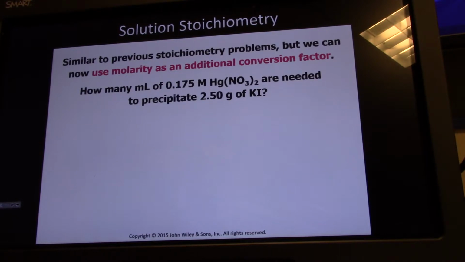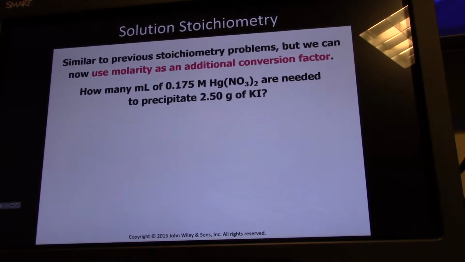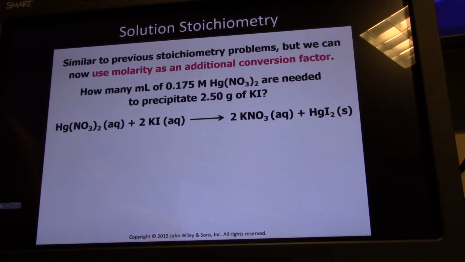How many milliliters of a 0.175 molar mercury 2-nitrate solution are needed to precipitate 2.5 grams of potassium iodide? Here is our balanced equation. Let's double check it and make sure it's balanced. 1 mercury on the left, 1 mercury on the right. 2 nitrates on the left, 2 nitrates on the right. 2 potassium on the left, 2 potassium on the right. 2 iodides on the left, 2 iodides on the right. And so this is in fact balanced.